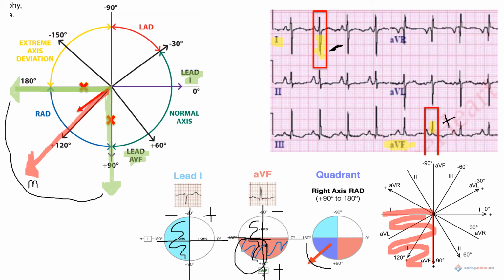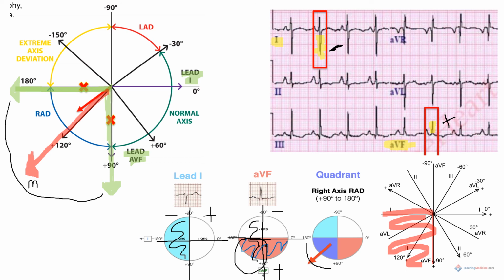Another group that can have a shift to their mean electrical axis towards the right are thin individuals. So thin individuals and children can have a right axis deviation. And when I say children, I should be more precise. It's usually newborns and infants, really. Infants and newborns usually have a right axis deviation. And as I said, that's normal, and thin individuals can have it too.